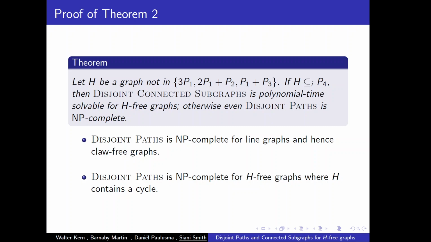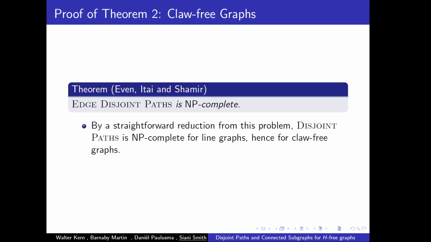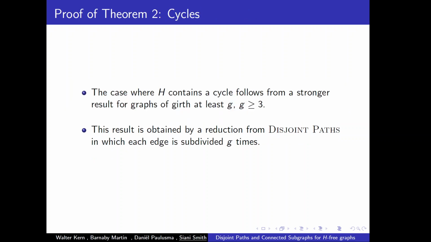The first one, NP-completeness for line graphs, gives us NP-completeness for claw-free graphs. Then we want to find NP-completeness where H contains a cycle. Again, we have this known result about split graphs. And finally, this case of 4P1, P1 + P4 free graphs. So we start with the line graphs, and this is a straightforward reduction from a known result about the edge version, edge disjoint paths. Then in the case where H contains a cycle, we have the stronger result for bipartite graphs of high girth, and again we use the subdivision trick.